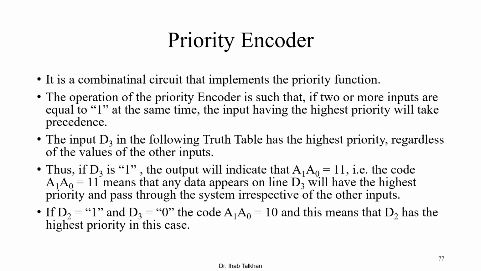Now, if you're talking about D2, when D2 equals 1, D3 must equal 0 in order to activate D2. When D2 equals 1, this means that the code A0 A1 equals 1 0, and this means that D2 has the highest priority in this case, and so on. We're going to explain this in detail in the next slide.